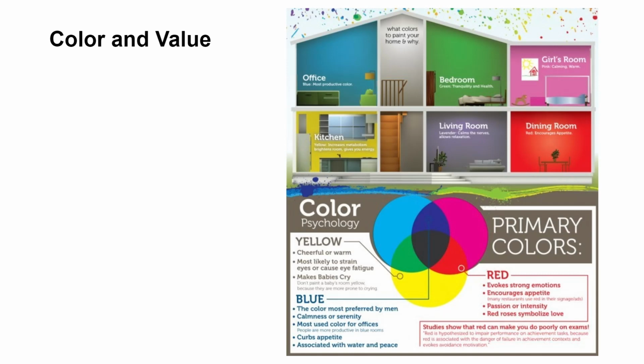We also have blue, a color most preferred by men, related to calmness and serenity, and it's used in office spaces, but I think there is a gradual shift with regard to color application in office spaces. It also curbs appetite and is associated with water and peace. Red evokes strong emotions. It encourages appetite, therefore this is where you mainly see it in restaurants. It also suggests passion or intensity, and symbolizes love.